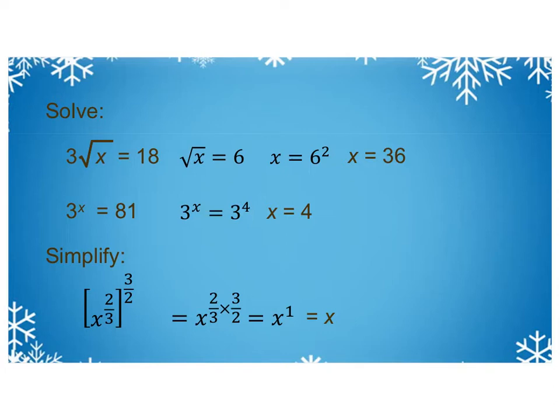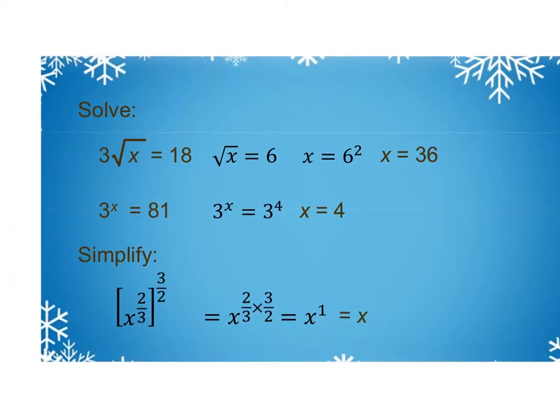3 root x equals 18. We isolate. So the first thing we're going to do is to divide by 3. That gives us root x equals 6. Now we have to square both sides. So x is equal to 6 squared, which makes x equal to 36.